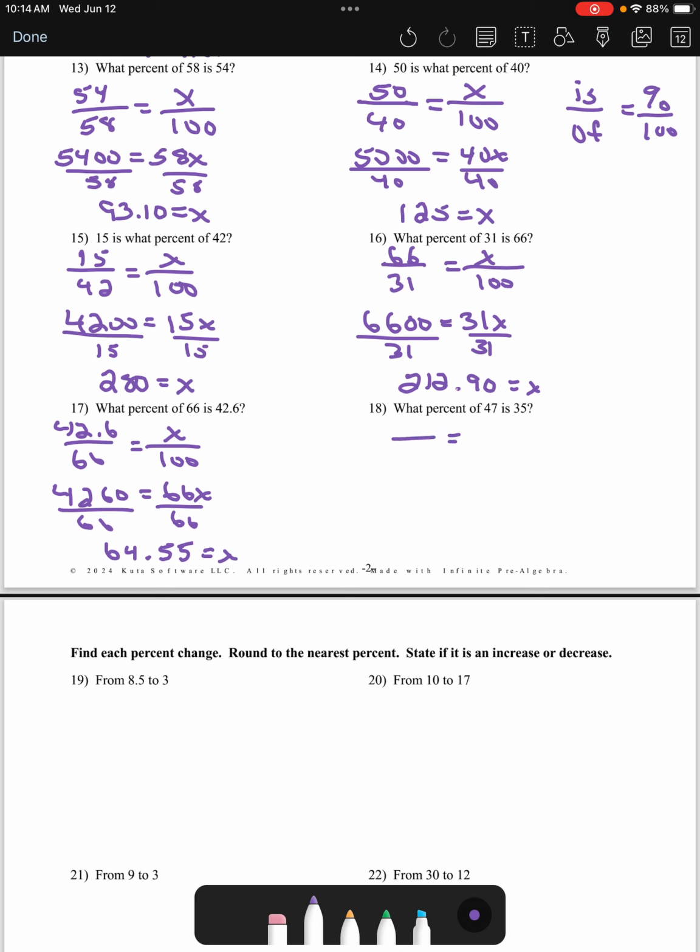Finally, for number 18, what percent of 47 is 35? So our cross products are 3,500 and 47x. When we divide both sides by 47, it's not going to be pretty, but we can round it. Oops, helps if I write the right number. We get ourselves 74.47 when we round properly.